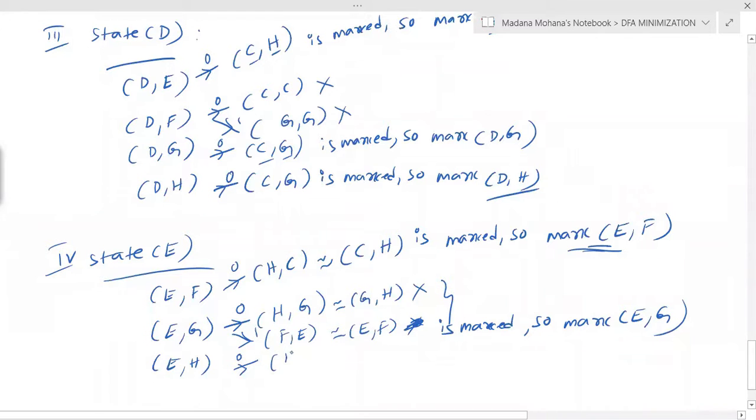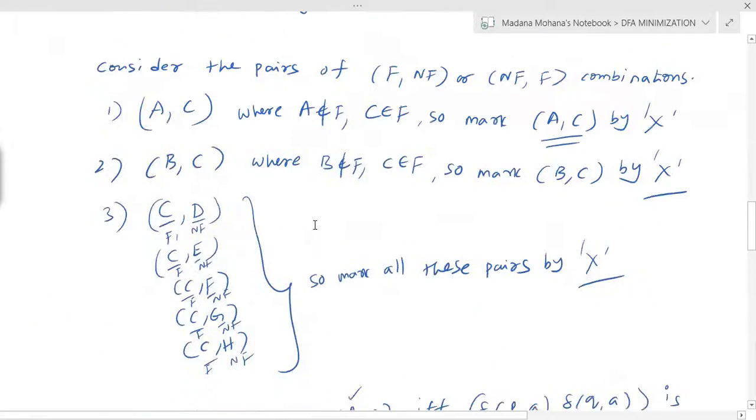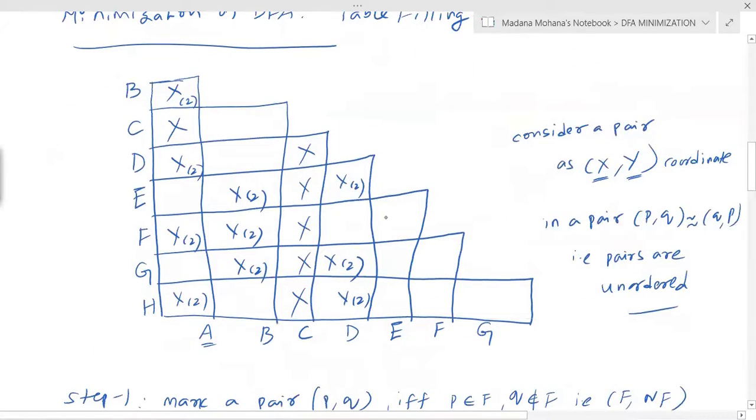Then similarly EH on 0, you will get H comma G, which is GH. GH is not marked here. Then on input 1, you will get FC. But we have CF combination. So CF is marked earlier. So mark EH. Now here you can see with state E, all pairs are marked. With state E, all pairs are marked in this step.